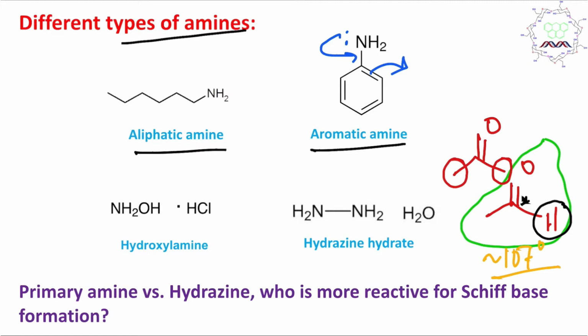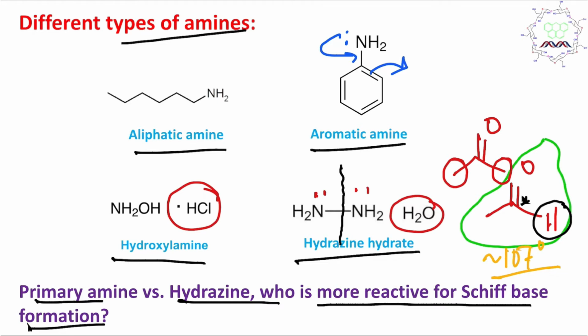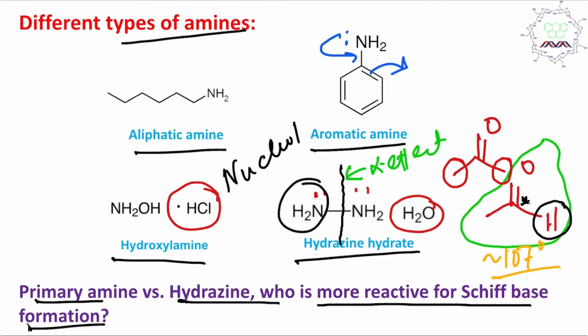Now there is another kind of amine derivative, that is hydroxylamine or hydrazine, and by the way students, remember this hydroxylamine remains stable in its salt form, and hydrazine also as a salt or water adduct. Now the question is, primary amine versus hydrazine, which is more reactive for Schiff base formation? The answer is hydrazine, because in hydrazine there are two adjacent nitrogens, and they have lone pairs, and there is lone pair repulsion, and this is called the alpha effect. So that's why this is more nucleophilic, or you may consider it a better nucleophile, because of this lone pair repulsion.